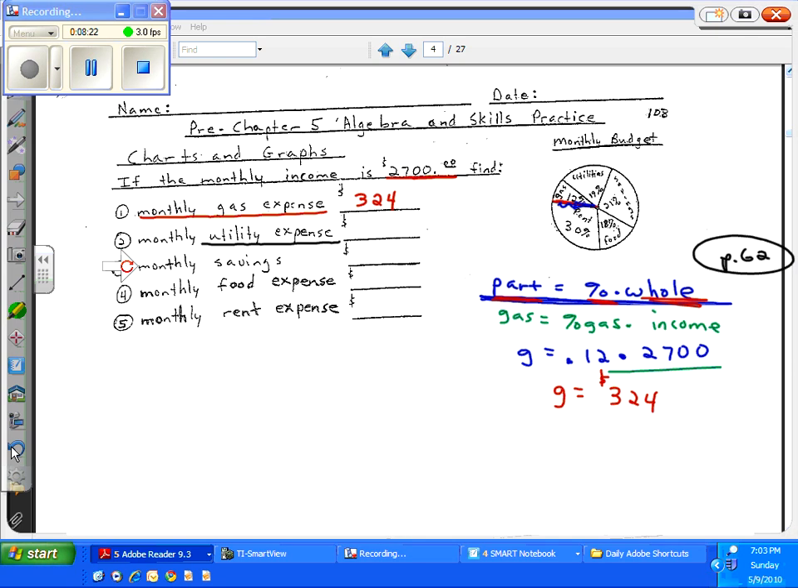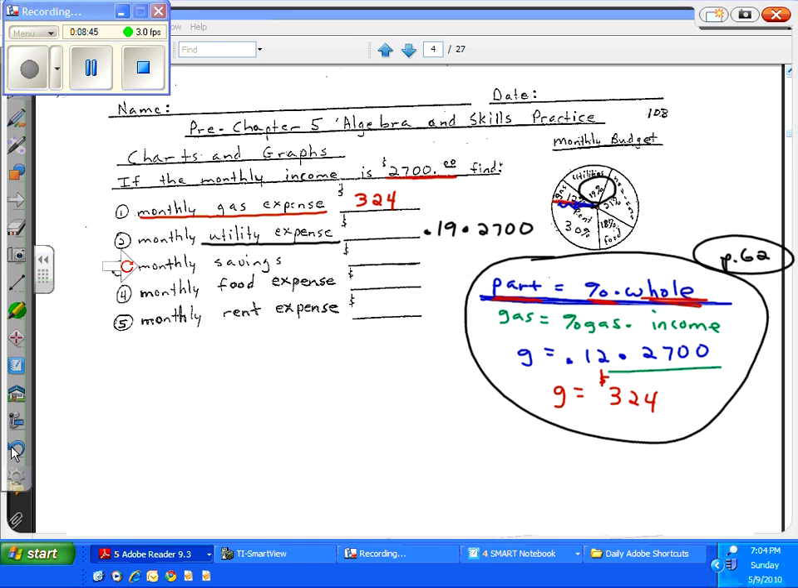So to find the monthly utility expense, we would take our utility percentage, 19, as a decimal times the whole budget of 2,700, and you can just show your work right there beside it. Instead of writing the whole big process that we did in the Algebra 1 text, if you just want to show your work from here and then put your answer, that's fine. Percent times whole equals part, and you would do it for each one of those categories to get your percentage.